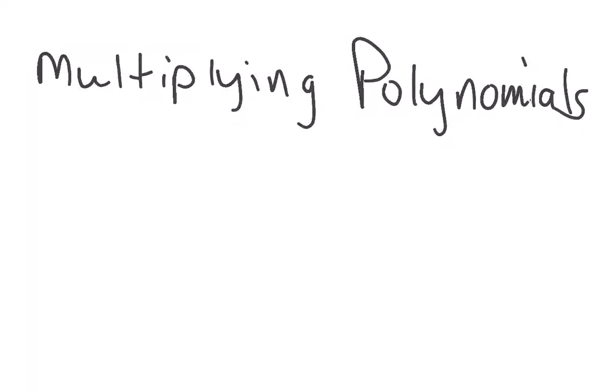This video is about multiplying polynomials. So this time we might have 2 terms times 2 terms, 2 terms times 3 terms. It just depends. And so let's take a look at some examples on how we actually do that.